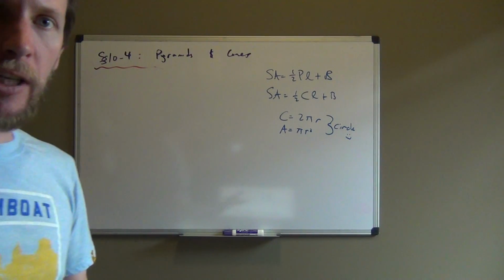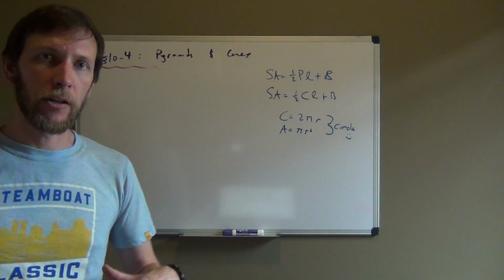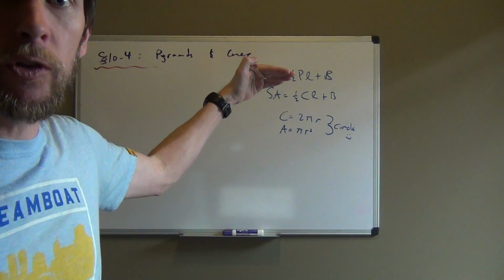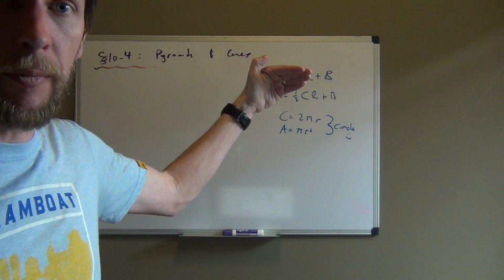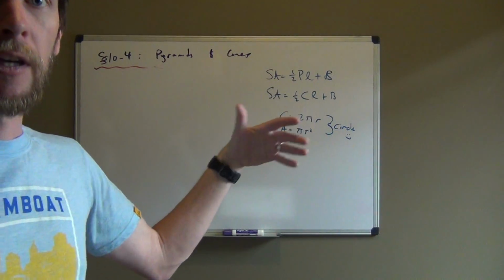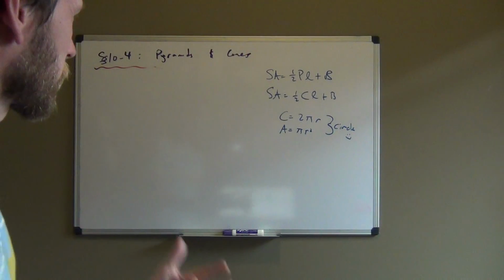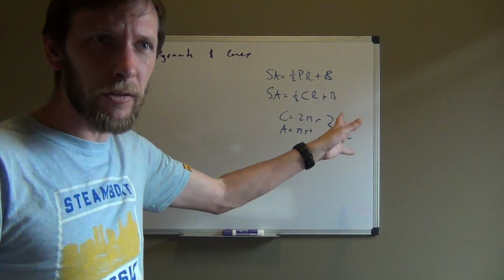All right, continuing in section 10.4, we're going to talk about finding the surface area of cones. We're using the same formula. Essentially, we're just replacing the letter P for perimeter of our base with C, the circumference of our base, because circles don't have a perimeter. We just call it the circumference. All right, so it's a slight nuance difference.